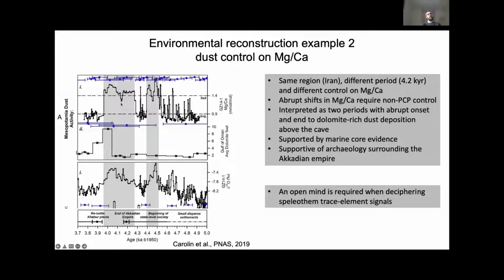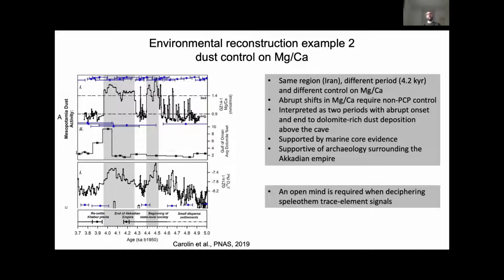In particular, what we can observe in the magnesium calcium record, which is on the top left-hand side, is that in and around what is commonly known as the 4.2 kiloyear event, we have these two events with abrupt increases followed by decreases in the magnesium calcium ratio. And there's a lot of effort to try and understand what was causing that.